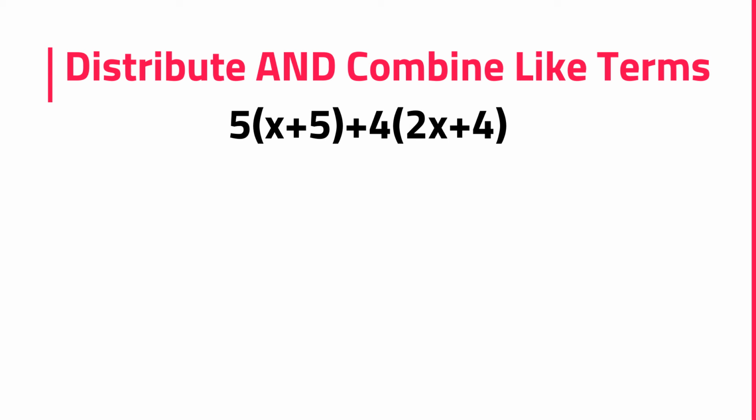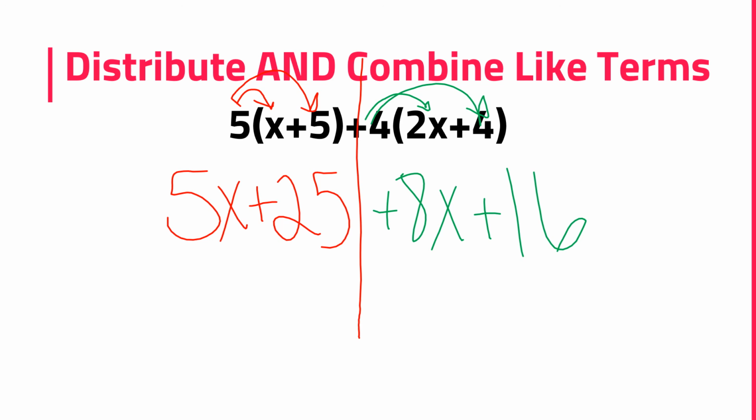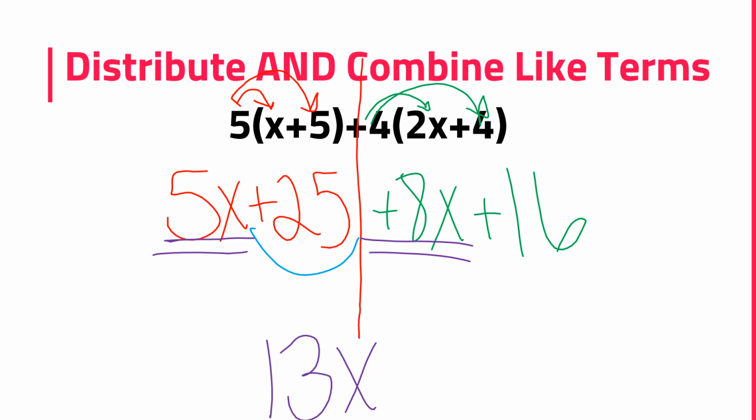Now let's combine those two ideas. We're going to distribute and then combine like terms. So I'm going to treat this like two separate problems to begin with. So 5 times x is 5x. Positive 5 times positive 5 is positive 25. All right, I'm going to look at the right side. Positive 4 times 2 is a positive 8x. Positive 4 times positive 4 is positive 16. Now I want to combine. If I have 5x's plus 8x's, I now have 13x's. If I have a positive 25 and a positive 16, that would get me to, what do we got, 25, 35, 41.